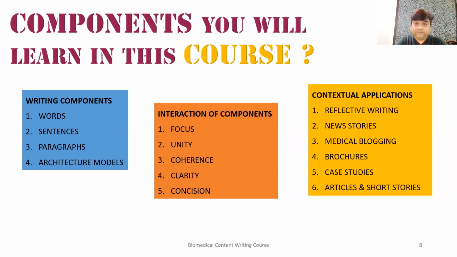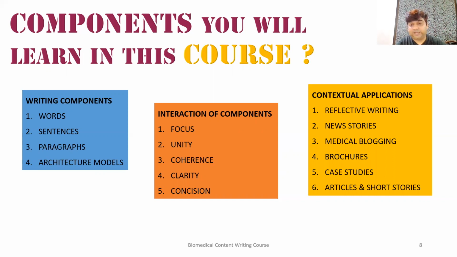Then comes the clarity, which is one of the qualities of biomedical writing. Then comes the concision part. Concision means, are we able to remove all those things which are distracting my reader? If you're not able to remove that, that means you are going to consume more time of your reader, which the reader will never like. So these interaction components we are going to study, and how we can improve these components in the writing, that we are going to talk about.